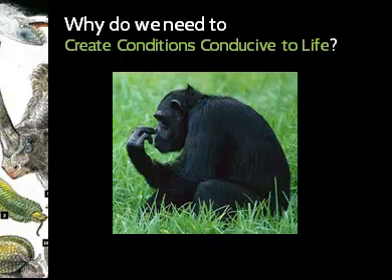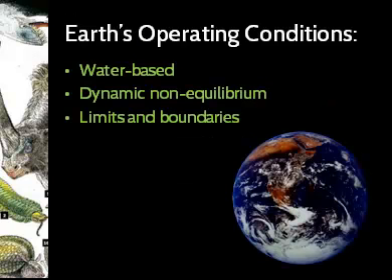Okay, so here we ask the question again, why do we need to create conditions conducive to life? This one may seem a little bit more obvious than adapting and evolving, but it brings in all 3 operating conditions. Because we're a water-based planet, we have to respect that, and we'll get into that. Again, things are dynamic and in a state of non-equilibrium on the planet. Things are always changing, and so some of these creating conditions conducive to life address that. And again, we have to face the fact that we've got limits and boundaries on Earth.